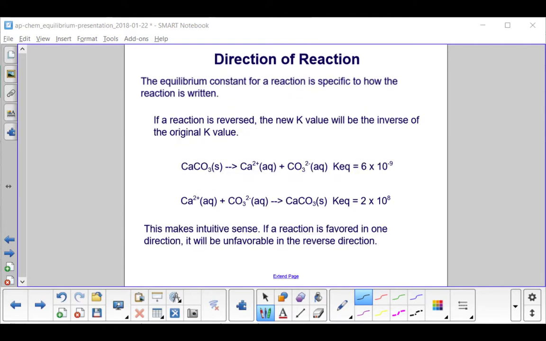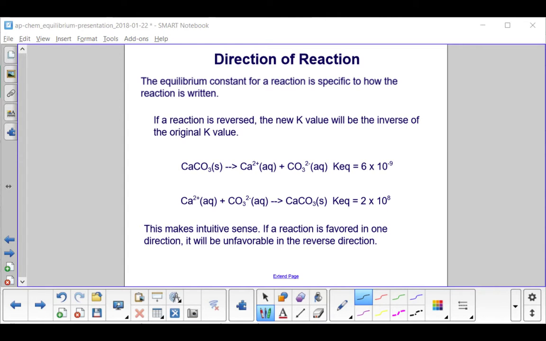The equilibrium constant for a reaction is specific to how the reaction is written. If a reaction is reversed, the new K value will be the inverse of the original value. So for the reaction shown first, where calcium carbonate dissolves into its ions, the equilibrium constant, KEQ, is 6 times 10 to the minus 9. That's much less than 1, and so that means the reactants, or the left side of the reaction, is favored.